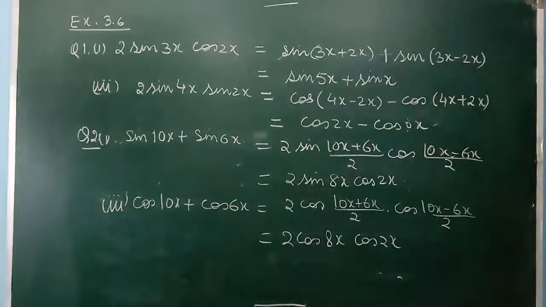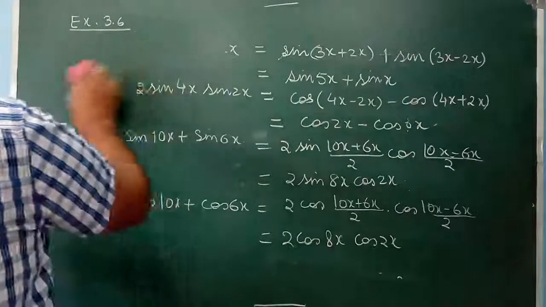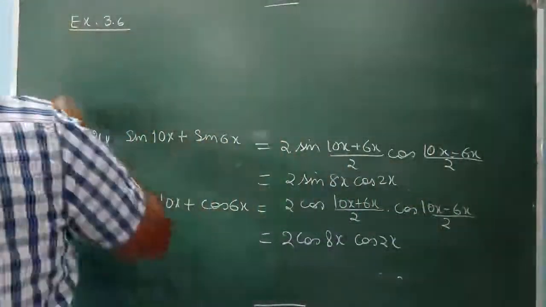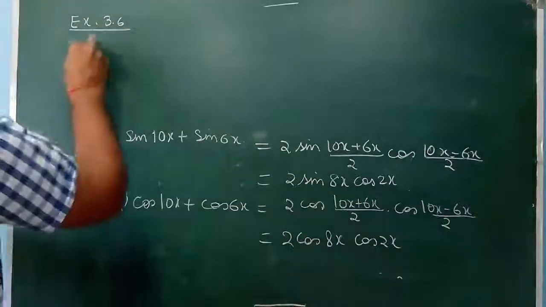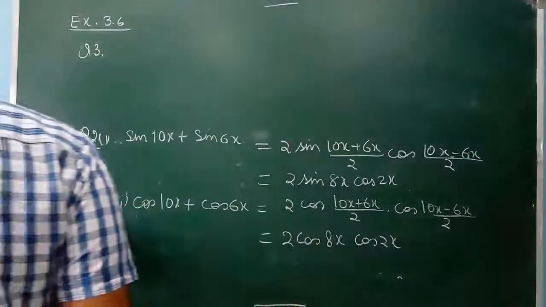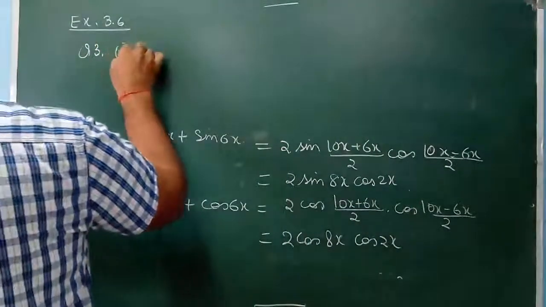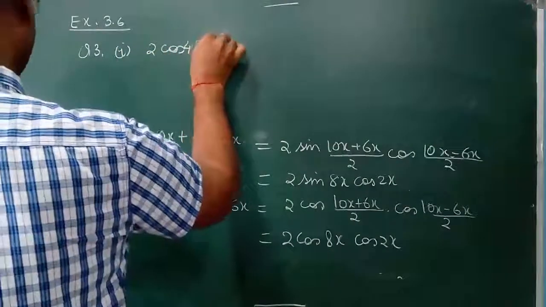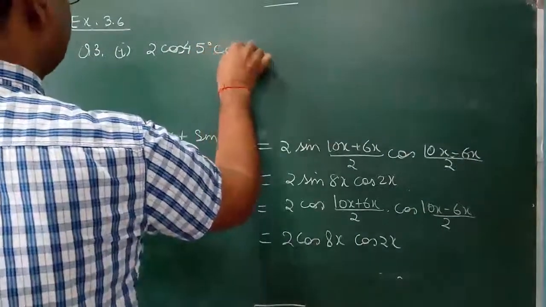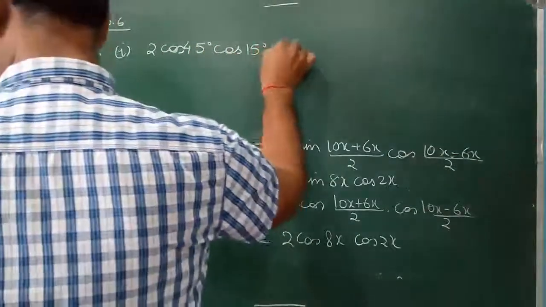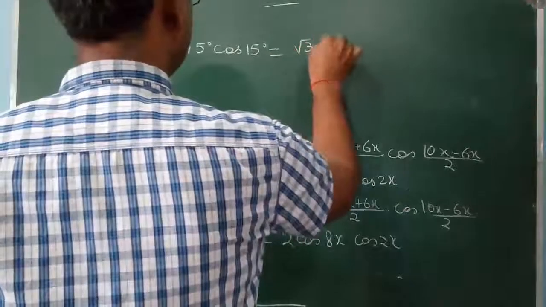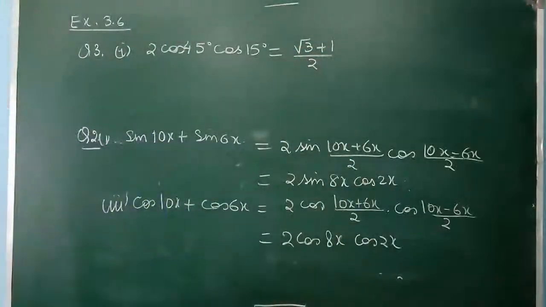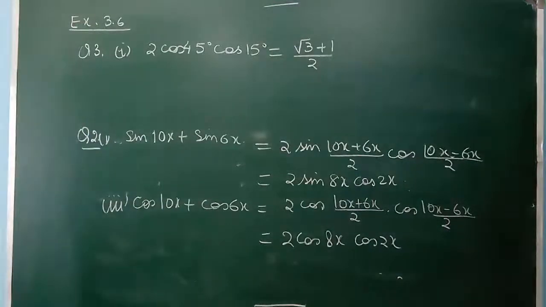Now the third question. Question number 3. What does question number 3 say? First part, 2 cos 45 degree cos 15 degree is equal to root 3 plus 1 by 2. This we have to prove.